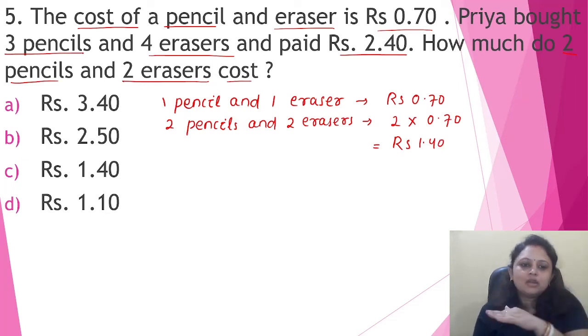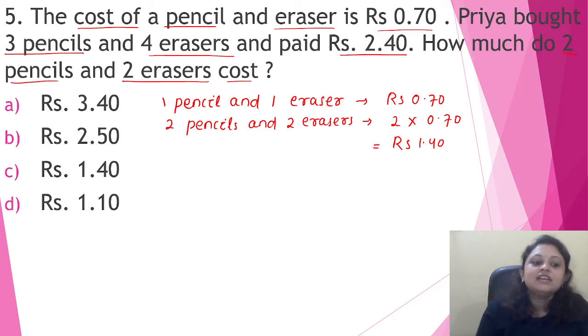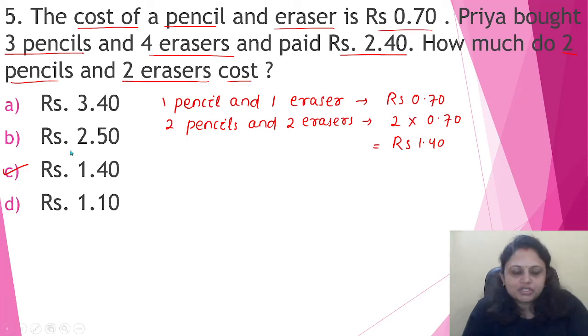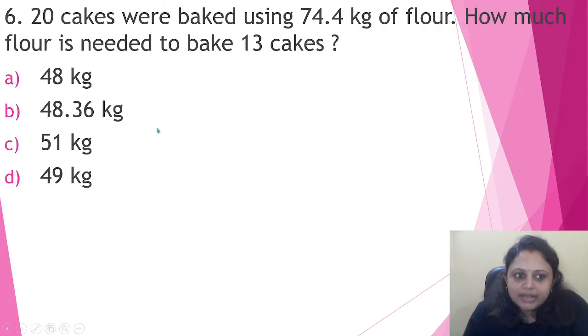Okay, there is no need to calculate the other things that are given here. We can directly find the answer. So here the correct answer is option C, rupees 1.40. Okay, coming to the next question.